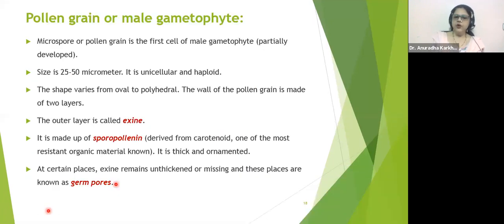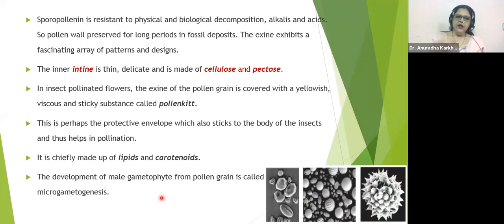So you know now what the germ pores are. Now you could recollect this. So at certain places, the exine remains unthickened or missing, and these places are going to be known as germ pores. Sporopollenin is resistant to physical and biological decomposition, alkali, acids. So the pollen wall can be preserved for long periods in fossil deposits.